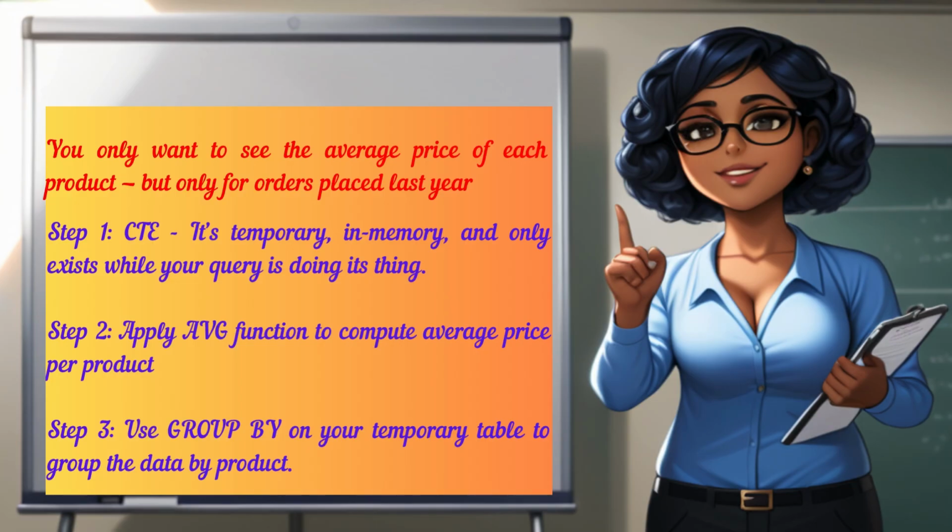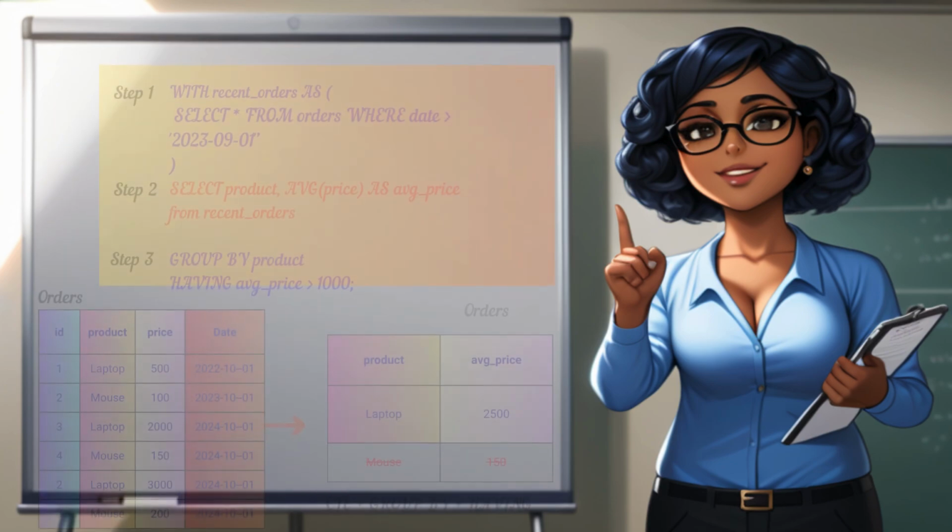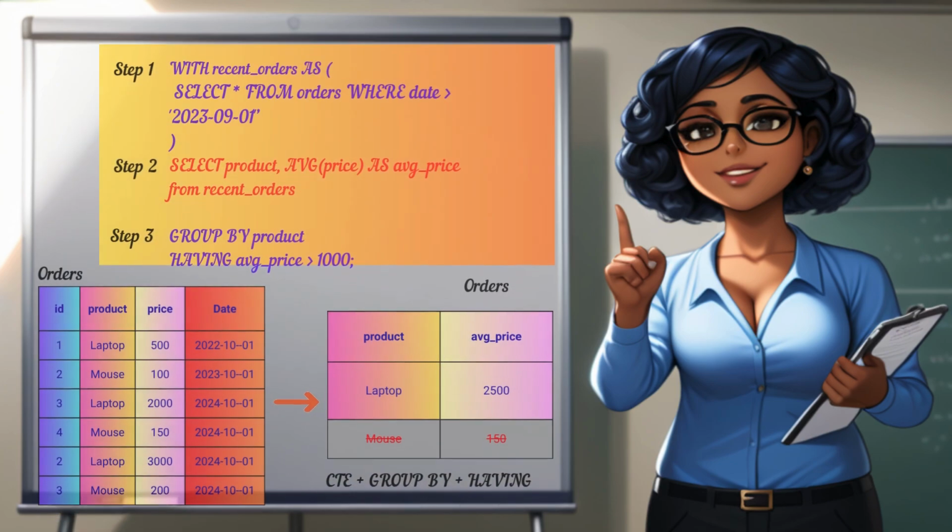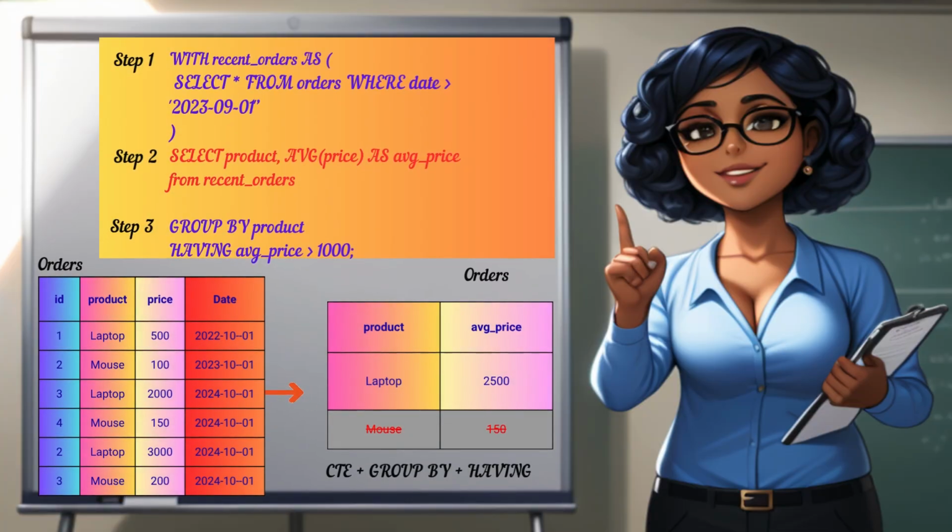Step 2. Apply the AVG function to calculate the average price per product. Use group by on your temporary table to group the data by product. Boom, your final result is a clean, tidy list of products with their average prices, based only on last year's sales. 1 row per product. No clutter, just insight. Now that is SQL with style. Would you not agree?